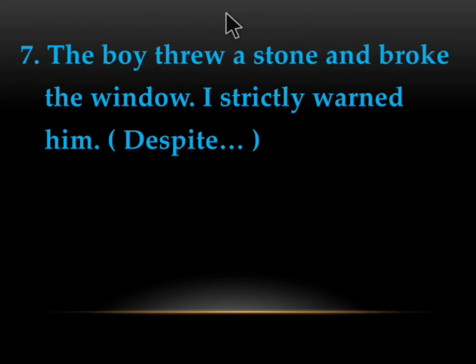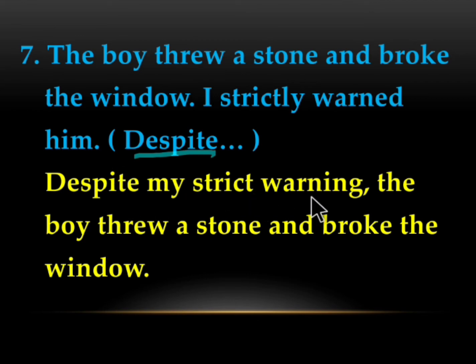Next example. The boy threw a stone and broke the window. I strictly warned him. So we have to use despite. Sometimes in the pair of sentences, the first sentence will have to be used first. Sometimes the second sentence we have to use first. Let us check. Despite my strict warning. So the second sentence we have used as the beginning here. So despite is used, and immediately after despite we have used a pronoun. Despite my strict warning, the boy threw a stone and broke the window. So the sentence is combined.